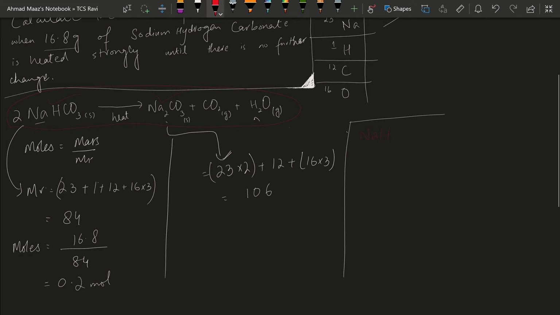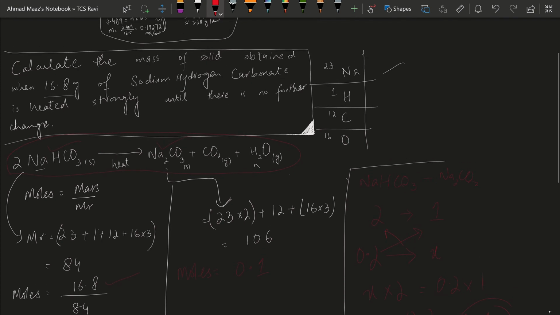So 2 moles of sodium hydrogen carbonate will give you 1 mole of sodium carbonate. So the 0.2 moles will give you x moles. Just cross multiply this. X times 2 equals 0.2 times 1. So x is 0.2 upon 2, which is 0.1 mole. So this many moles coming from this much mass will give you this many moles of sodium carbonate. So moles for sodium carbonate are 0.1.